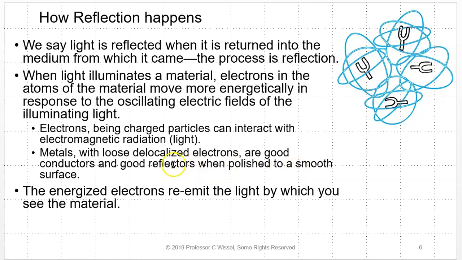And metals with loose delocalized electrons are good conductors. I mentioned this when we talked about metals being good conductors. This is also what makes them shiny.